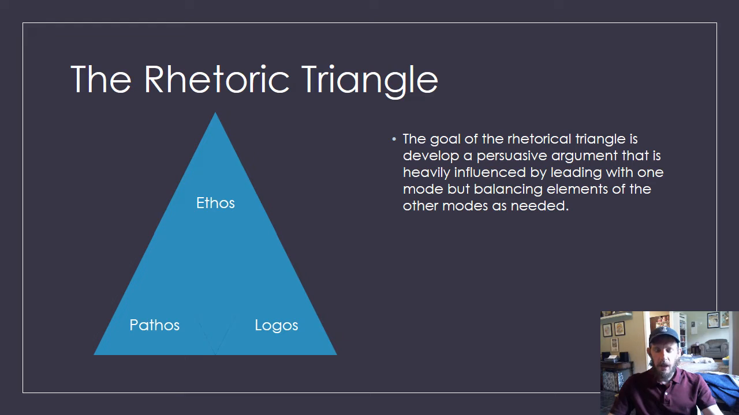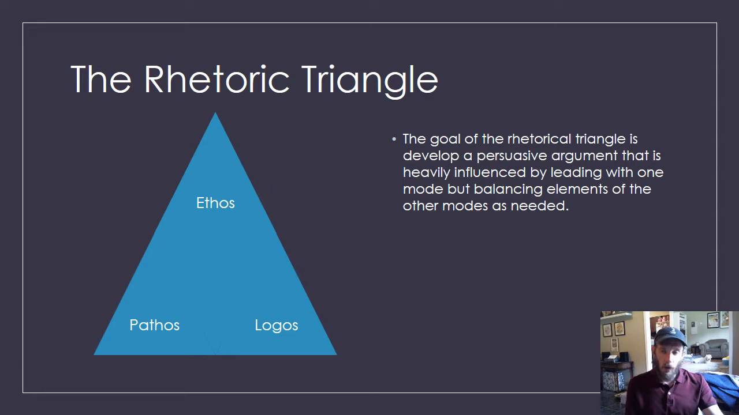Logos then is the actual logic. It represents the argument itself. It represents facts, figures, an appeal to the mind, logic, factual information. And then counterbalancing that on the other side is the pathos, right? And pathos is an appeal to emotions.